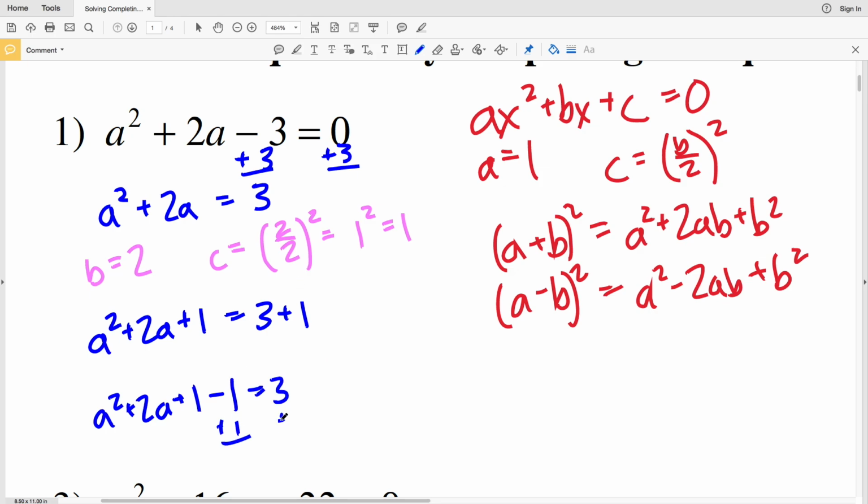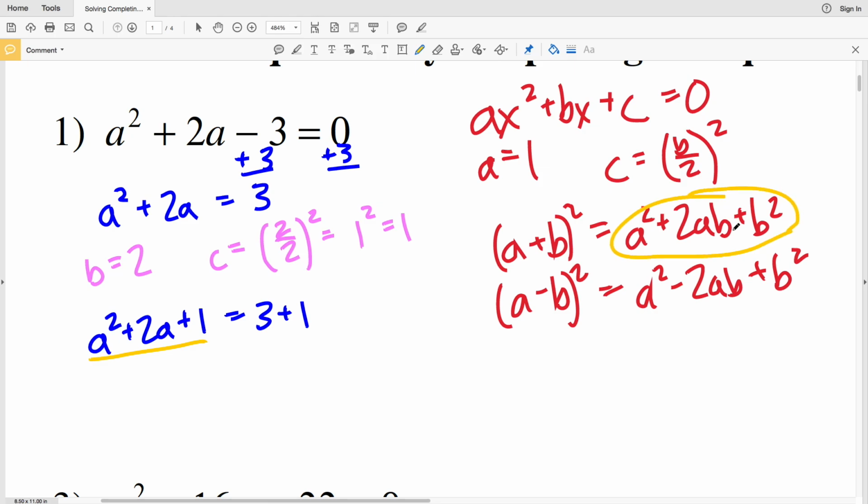Then, if I was to add 1 to both sides, you can see that's where I'll get my 3 plus 1. So adding c, whatever I do to the left, I need to do to the right, does not change the value of the equation. So now you can see that a squared plus 2a plus 1 is in the form of a squared plus 2ab plus b squared, where that b value is 1 and the a value is simply a. So I'm going to rewrite that as a plus 1 squared, and that's going to be equal to 3 plus 1, which is 4.